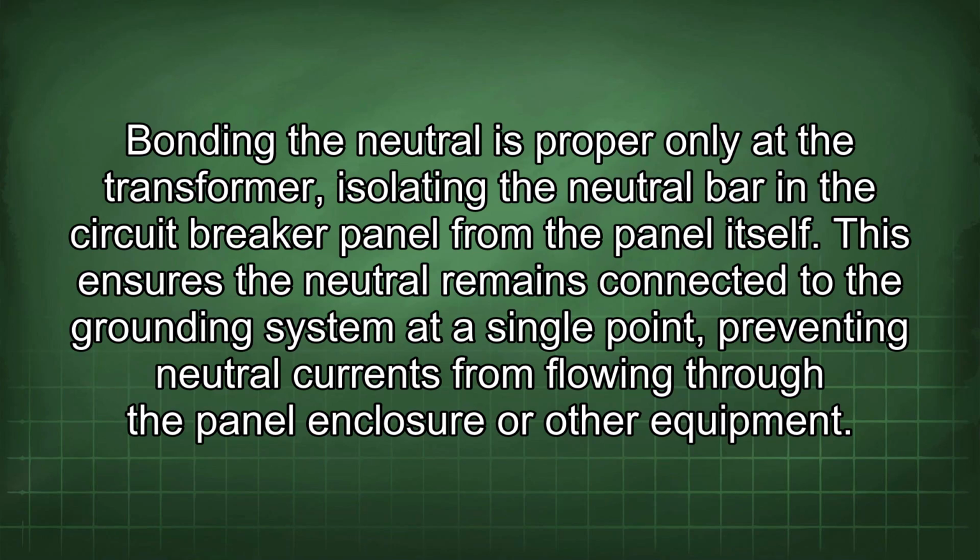Bonding the neutral is proper only at the transformer, isolating the neutral bar in the circuit breaker panel from the panel itself. This ensures the neutral remains connected to the grounding system at a single point, preventing neutral currents from flowing through the panel enclosure or other equipment.